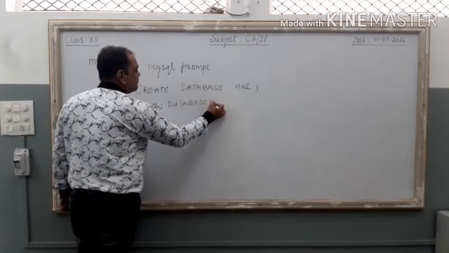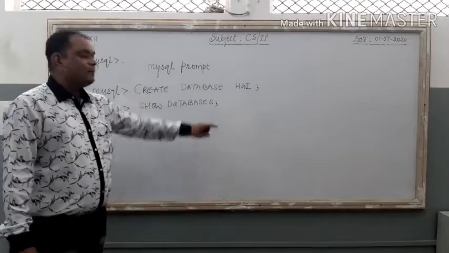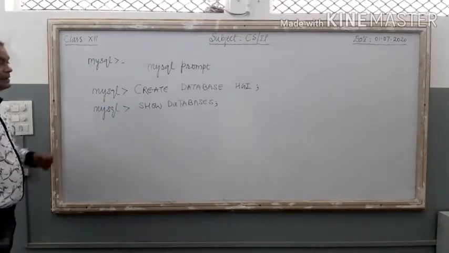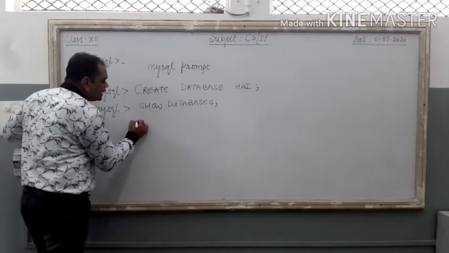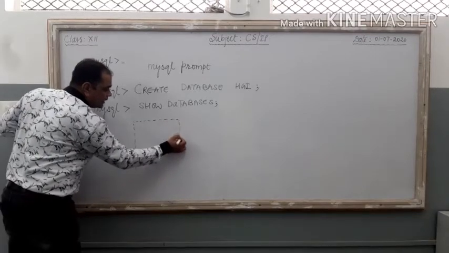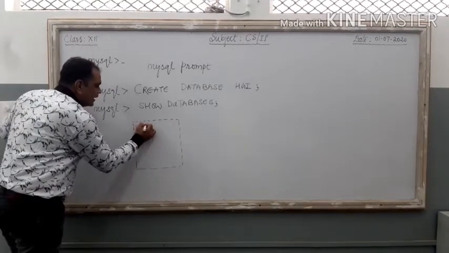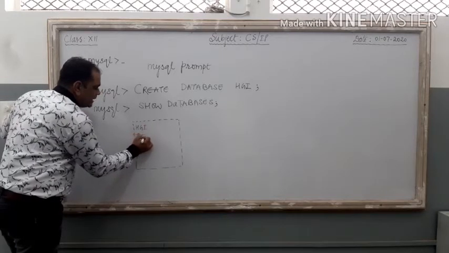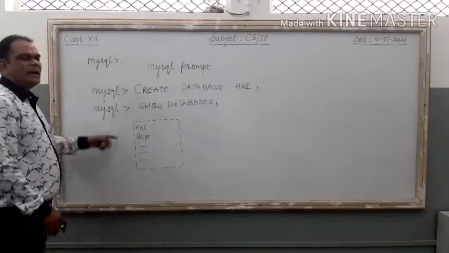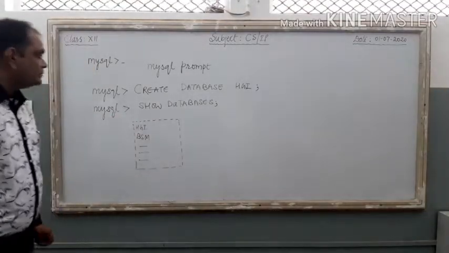Databases, it is in plural term, databases, right? Show databases. Once the command is going to execute in your PC, all the databases that are there in MySQL appear in this particular style. Suppose HGI is there, then BSM, one more database, it is also there, 2, 3, 4, 5. How many databases are there in MySQL? All the names of databases appear on the monitor, right?